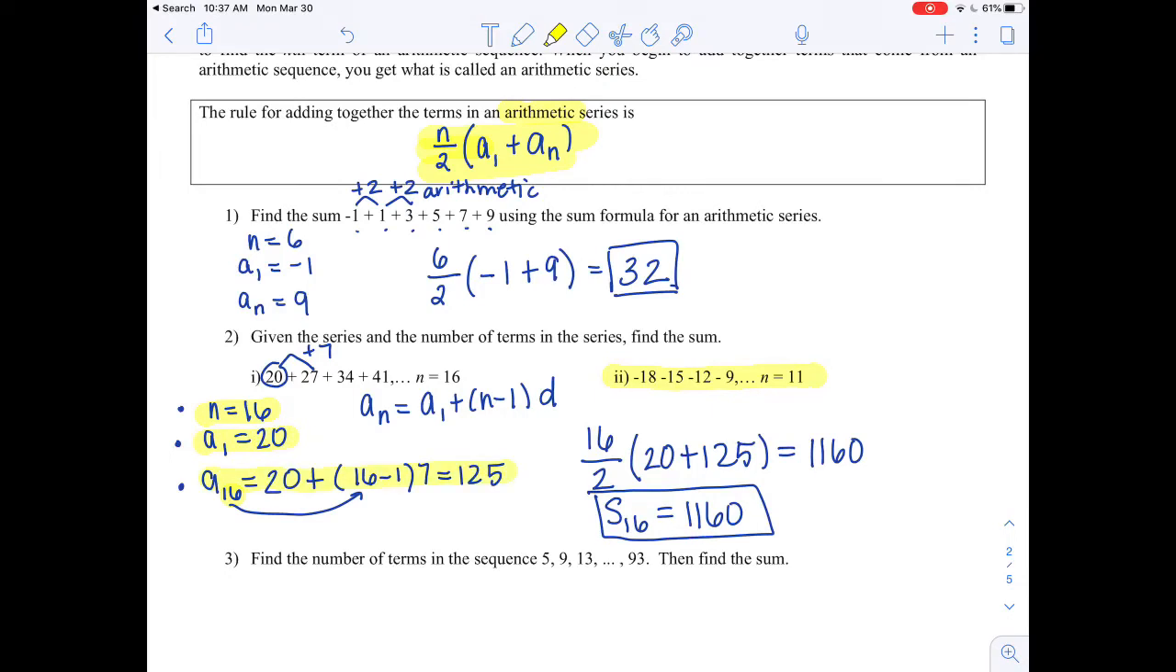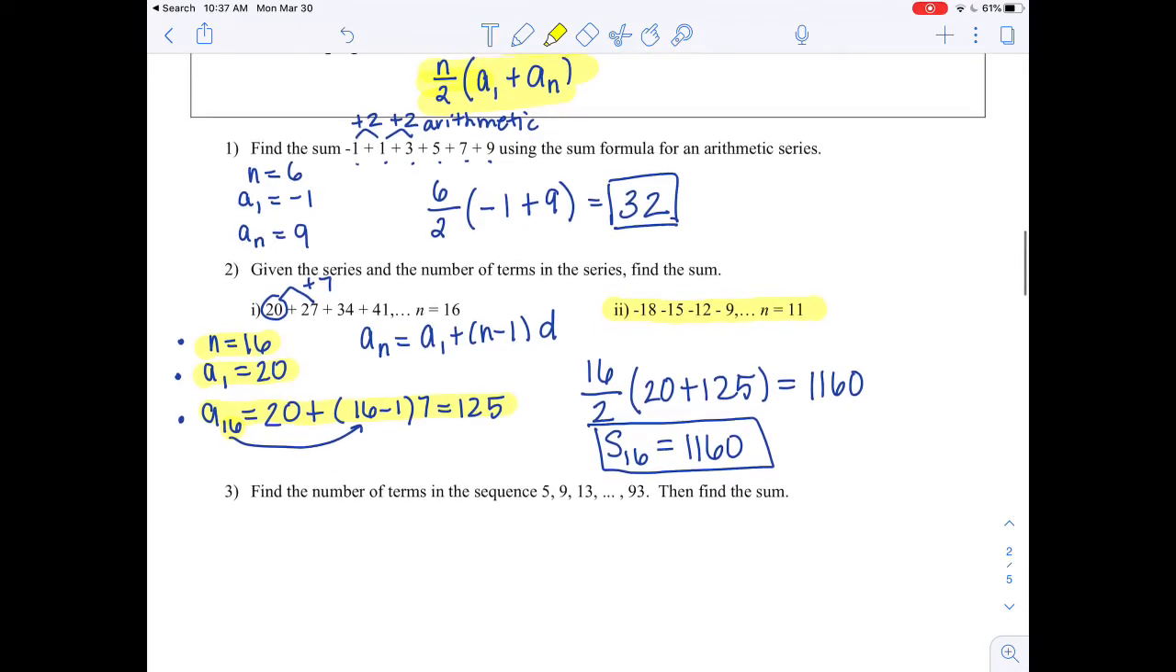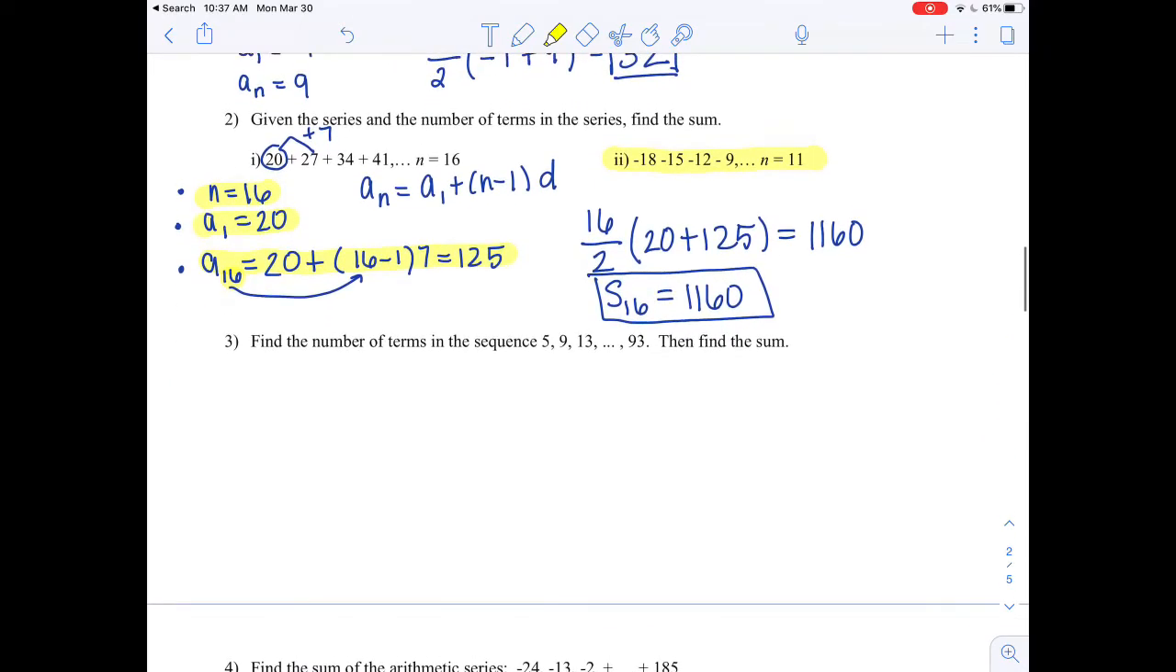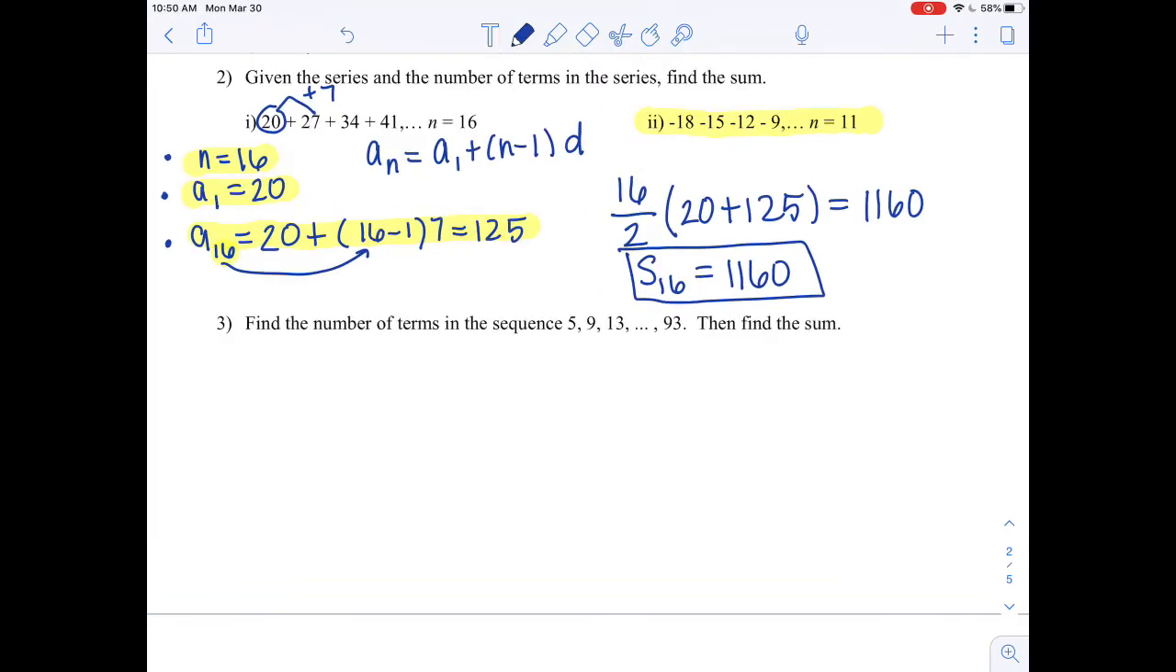I have to find the number of terms. I have the first term. I'll have to use what I know about arithmetic sequences to find the last term, but obviously with a different set of numbers. Okay, so for the next problem, we're once again finding the sum of a series.